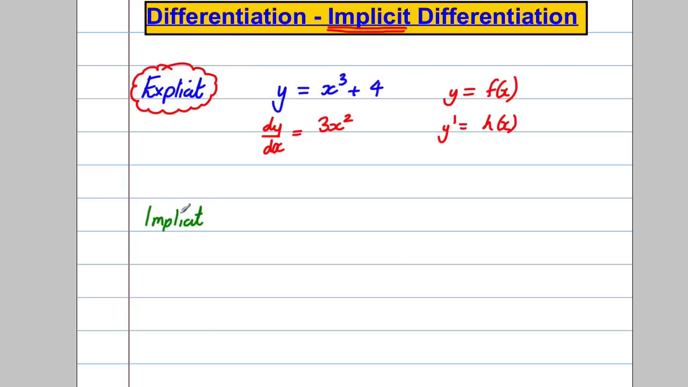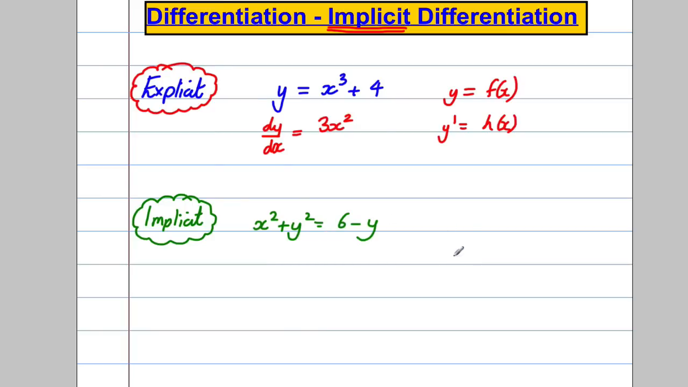Well, implicit means that maybe y isn't the subject of the formula, and maybe y is given in terms of x's and y's, for example. So something like this maybe, x squared add y squared is equal to 6 take away y. Now, in this case, y is not necessarily the subject of the formula. I suppose we could make it the subject of the formula, but it isn't instantly the subject of the formula. And when I find y dashed or dy by dx, it may be in terms of x's and y's.